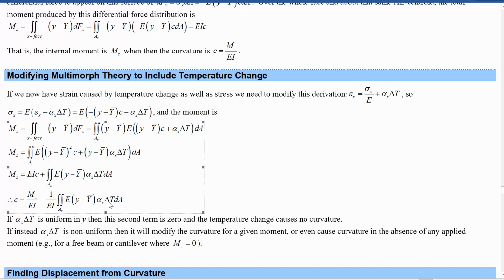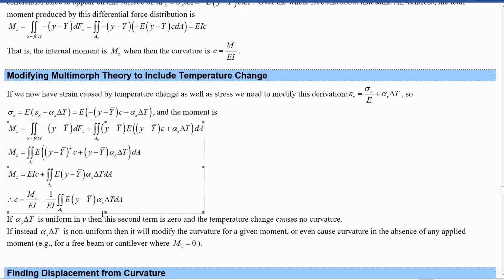Now, if alpha delta T is not uniform, it will give us a positive result for this integral if this is overall larger, where y is bigger than y bar, and smaller, where y is smaller than y bar. So that could be if you've got a big thermal expansion on the top layer, and then on the bottom layer of this material, you've got a smaller thermal expansion, and everything has the same temperature change. Then we've got the top wanting to expand more than the bottom does. That's what's going to give us a positive value for this, and that will give us a negative curvature.